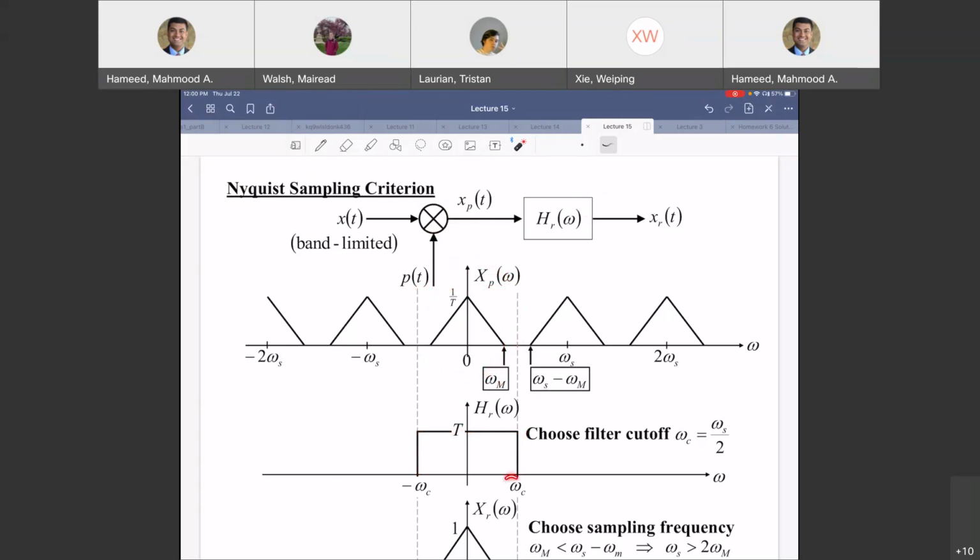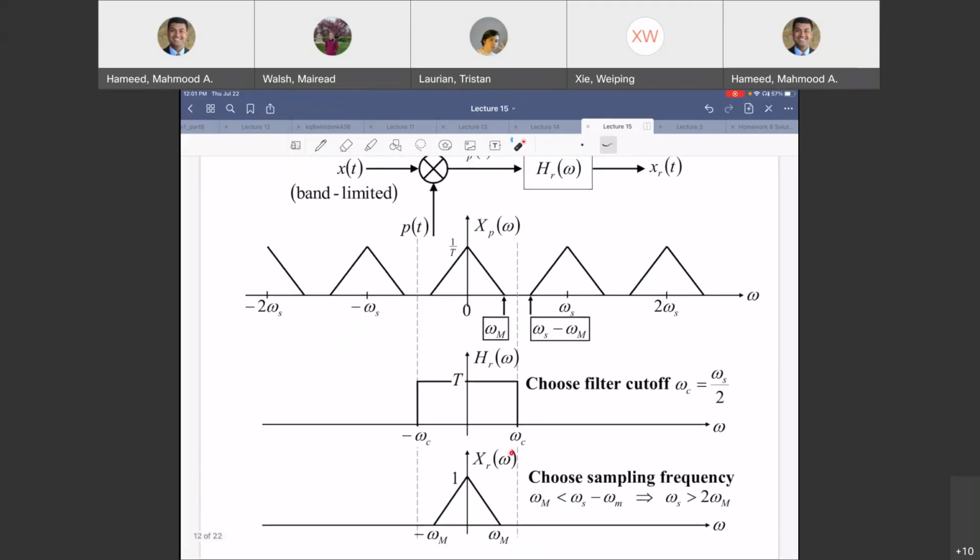How would you choose omega c? Well, omega c, the cutoff frequency of your ideal low pass filter, should be more than omega m, but it should be less than omega s minus omega m. So you can conveniently choose that to be half of the sampling frequency omega s.